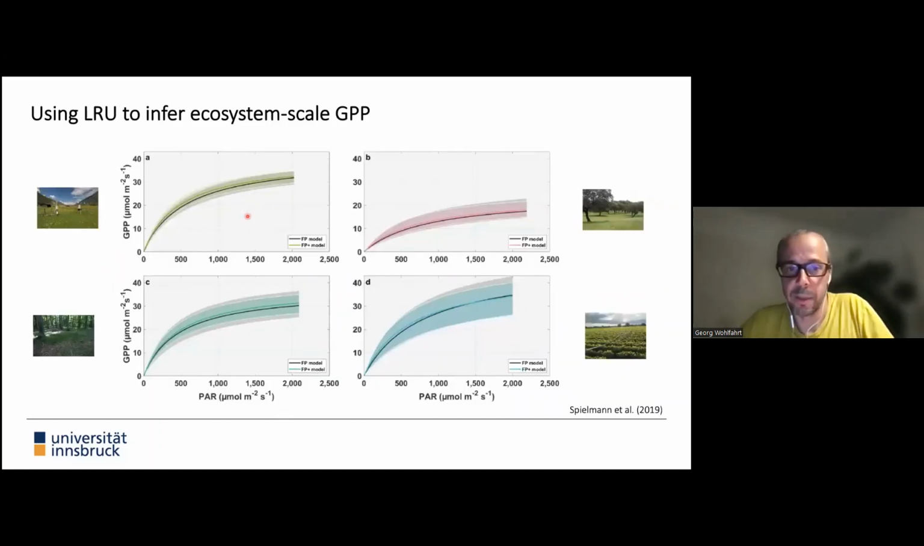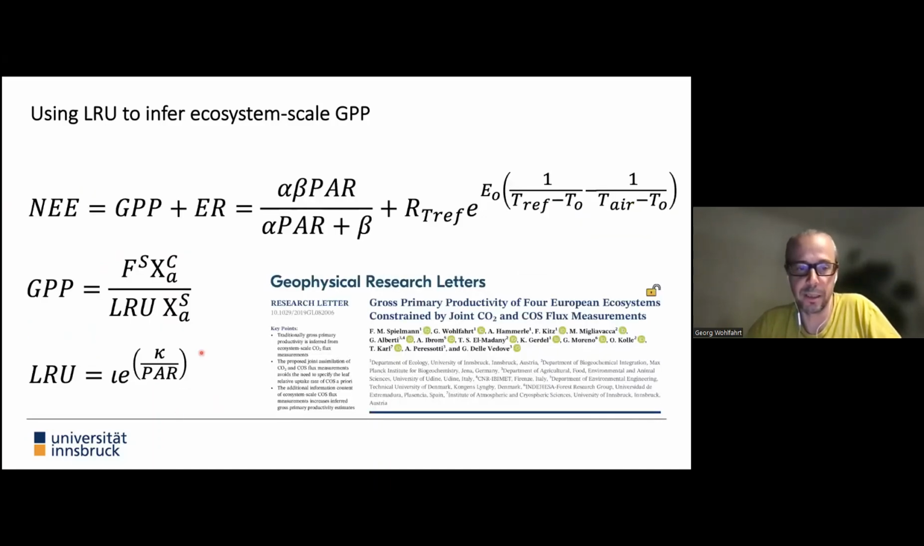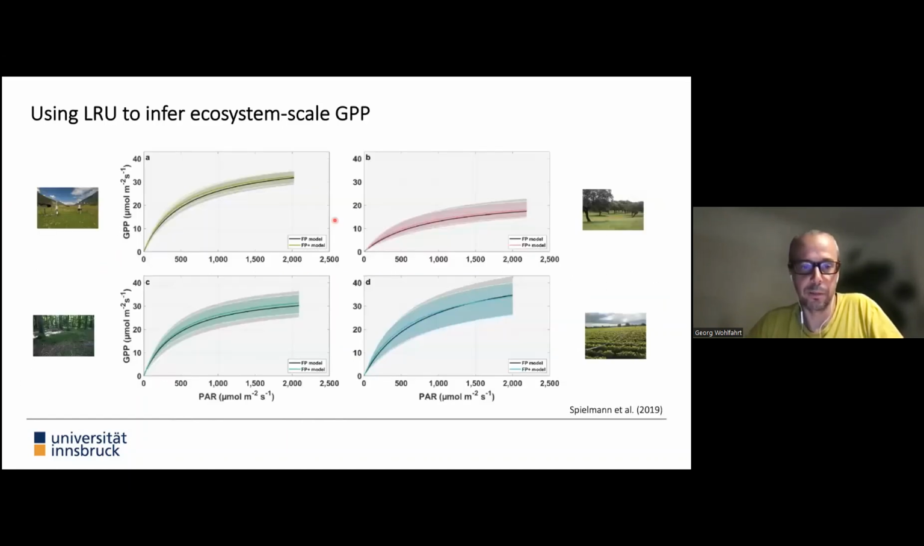Yeah, so these are the results shown as a light response, and the basic idea is that since light is central to this parameterization of the LRU, the GPP term is an obvious way to plot this. What we have in black in all the panels is the usual flux partitioning, using just the CO2, and what we call the flux partitioning plus, which is flux partitioning using CO2 and COS at the same time, with equal weighting of the two fluxes.